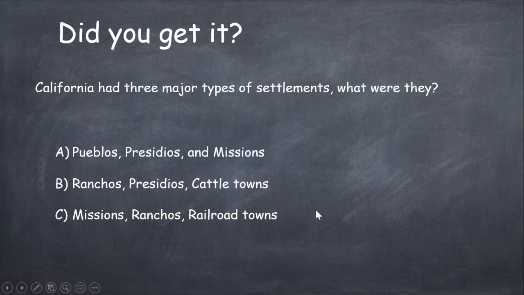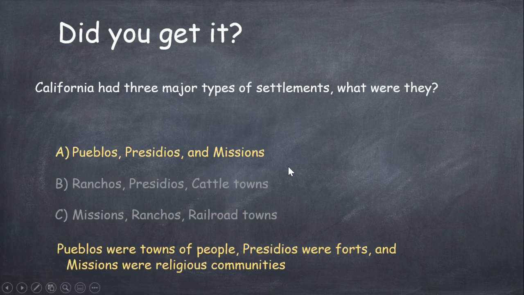All right, California had 3 major types of settlements. What were they? And again, I've got spelling all over the place. So again, we talked about these all throughout the week. Pueblos, presidios, and missions. Those are your 3 types of settlements. Pueblos were towns, presidios were forts, and missions were religious communities. So we talked about these. Those 3 things should not be unfamiliar to you.